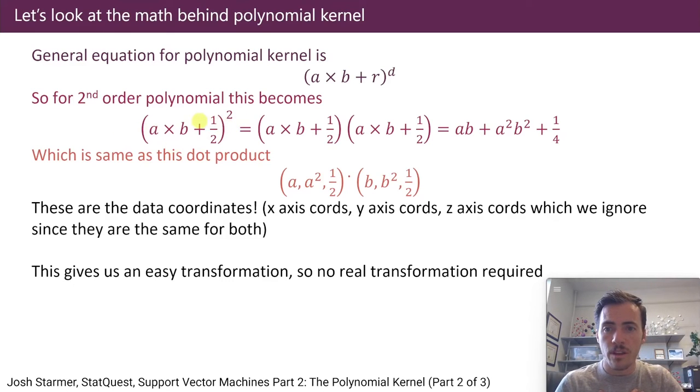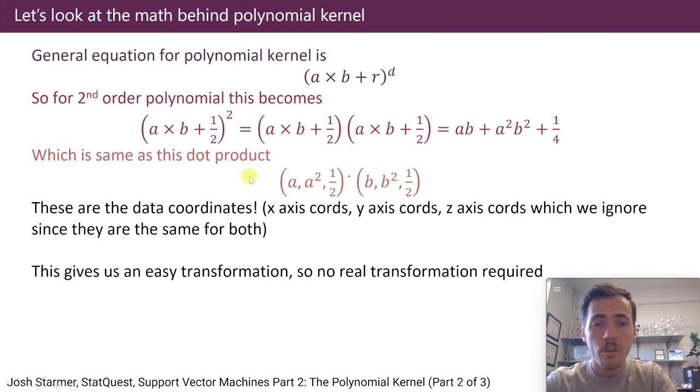Well, then you can rewrite that simply as these two, right? We can deconstruct that multiplication into these two factors, right? We can factor it out. And then if you actually multiply those, you get a times b plus a squared b squared plus 1/4, which is the exact same as this dot product. Here's the trick, right? If you dot product these two things with one another, you get that exact same outcome. So they're the same.